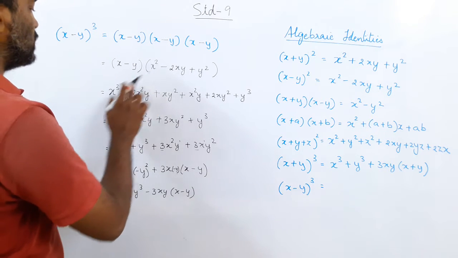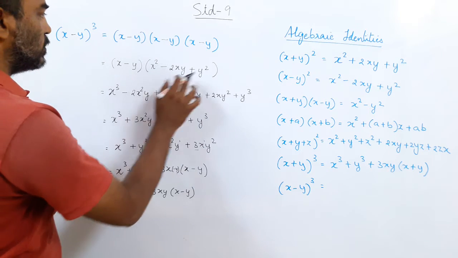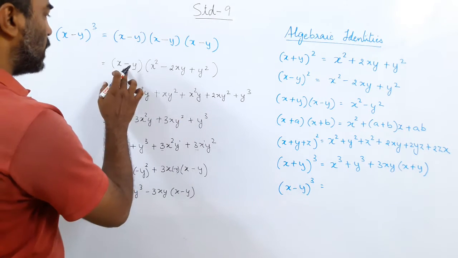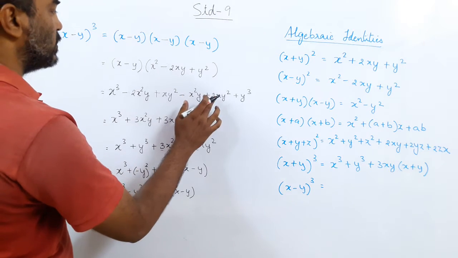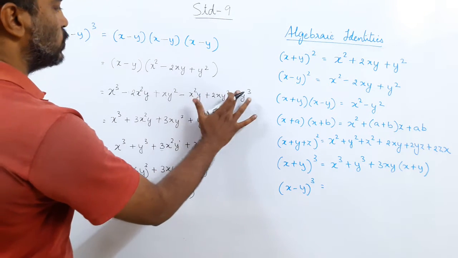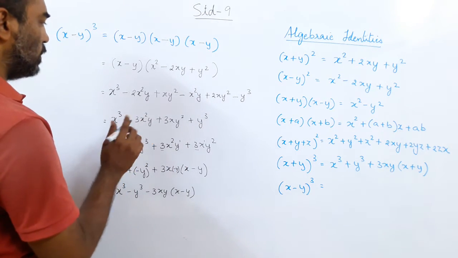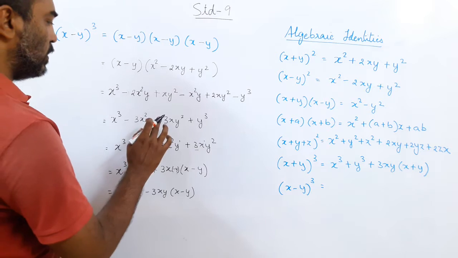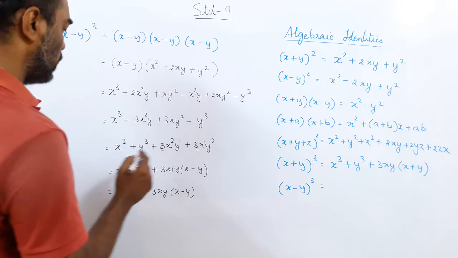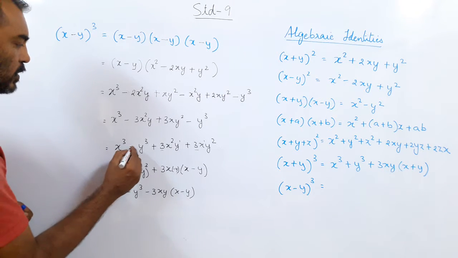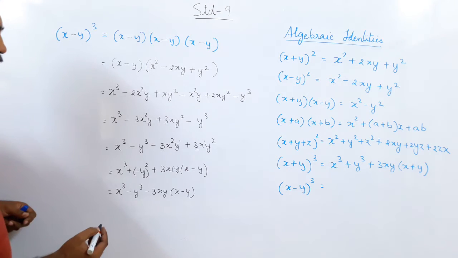So when I multiply x with x square, x cube, but this into this gives me a minus, this into this gives me a plus. But now minus into plus becomes a minus, minus into minus becomes a plus, and minus into plus becomes a minus. So I got x cube minus 3x square y, but this both is plus, and minus y cube. On rearranging, x cube minus y cube minus 3x square y, but this remains a plus.